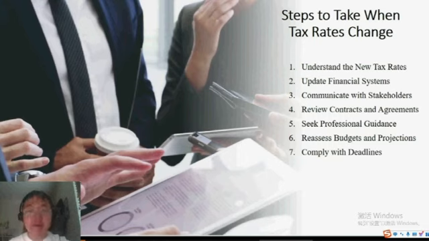Tax changes may affect contractual obligations, especially those involving gross or net payment terms. Renegotiating contracts might be necessary to align with the new rates. Consulting with tax professionals is highly recommended to ensure compliance and gain strategic advice on minimizing tax burdens.